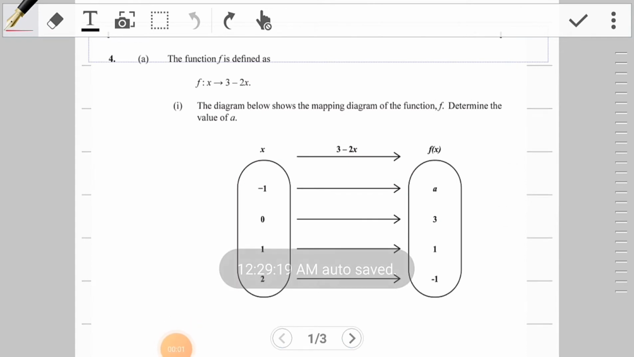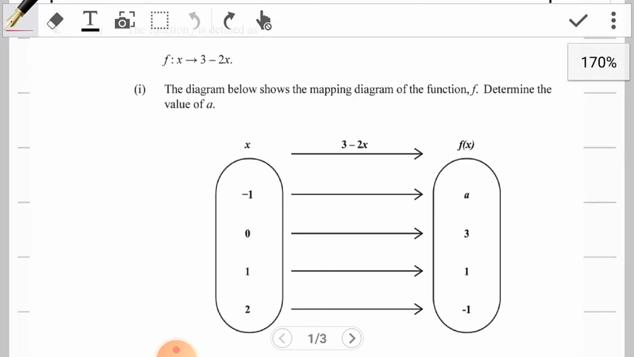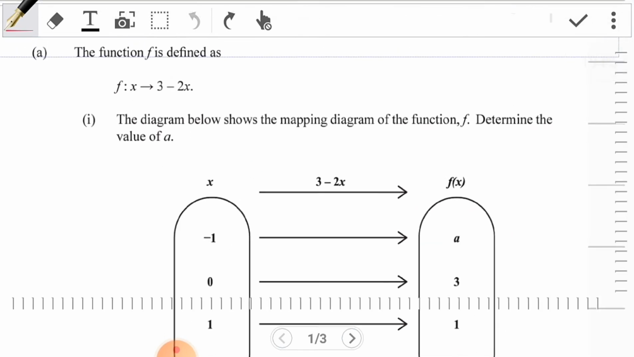All right, so we're looking at question 4 in January 2021, paper 2 CXC exams. This is a function question. The function is defined as f of x is equal to 3 minus 2x. The question reads, the diagram below shows the mapping diagram of the function f. Determine the value of a.